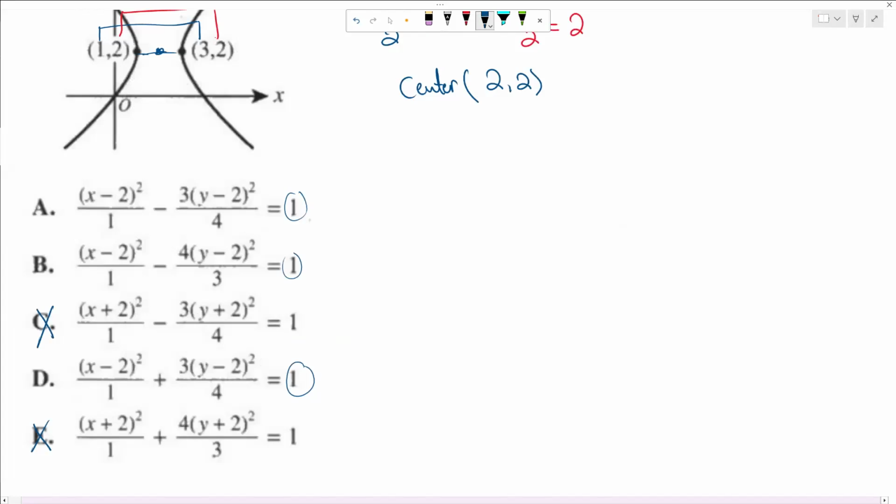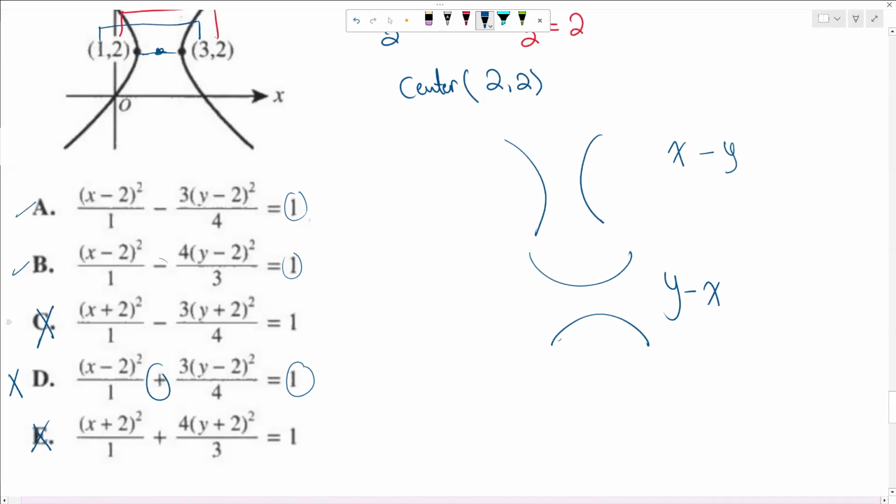Because this hyperbola is looking to the sides, we should start with the x and then minus the y's. But if it was looking up and down this way, then we should start with the y's minus the x's. And it's true that here the x goes first and then minus the y, so A could work. The B as well, so B could work. But D is not true because they're added, and that's not even an equation of a hyperbola, that's an equation of an ellipse type. So I'm now left with just A and B to pick from.